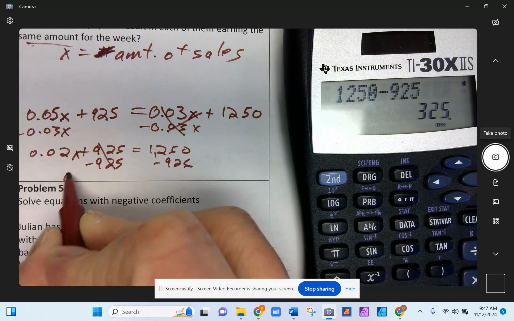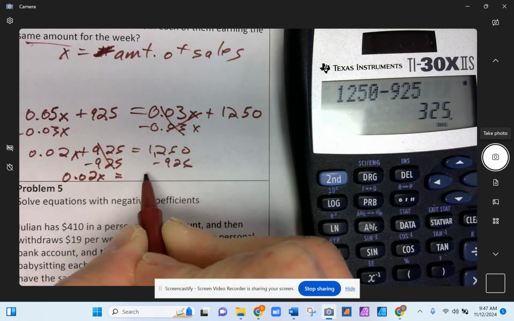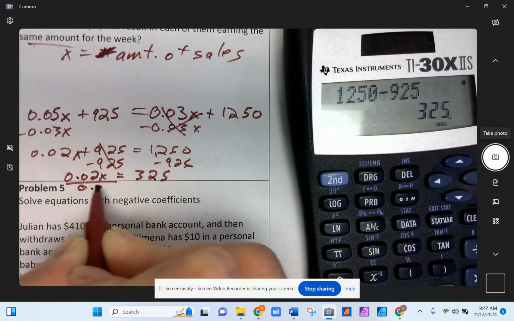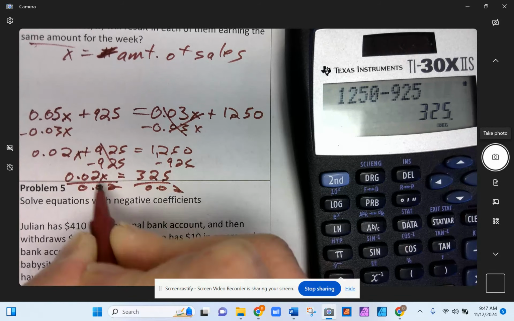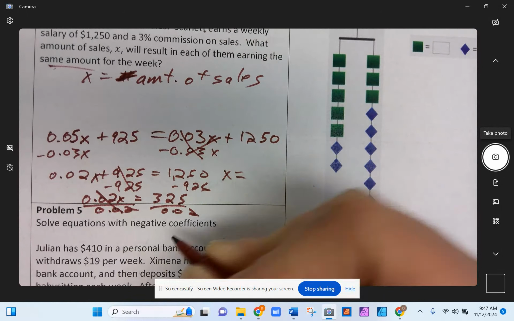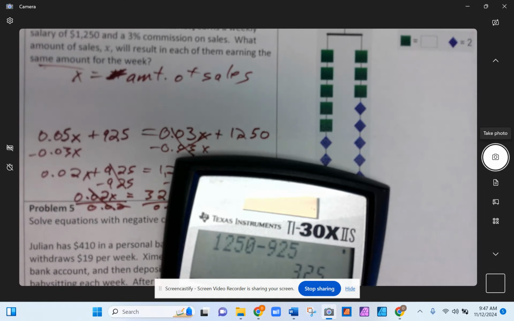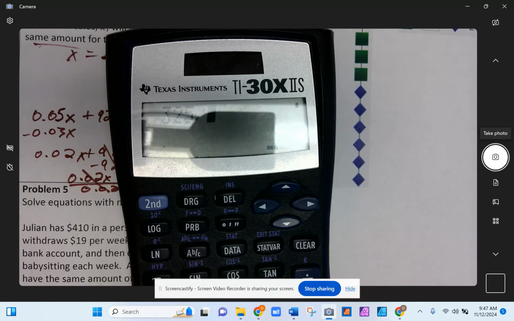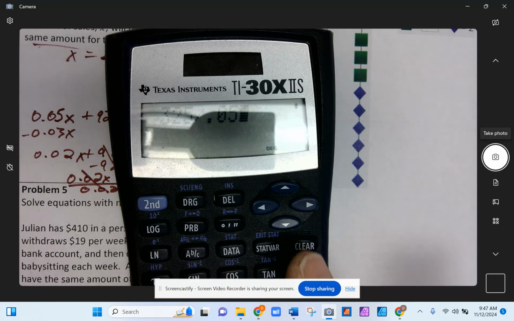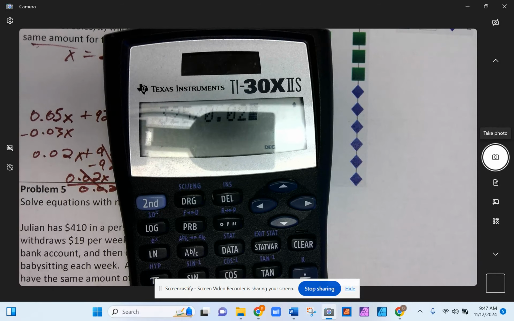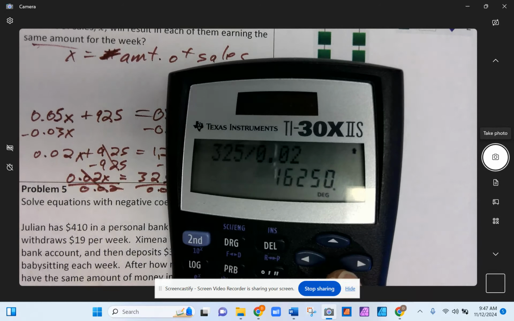So this should be an x. So 0.02x equals 3.25. And then I'm going to divide by 0.02 on both sides. And again, I'm just going to go to a calculator, right? Use the tools that you have as appropriate. So x is going to be whatever that 3.25 divided by 0.02 is. If I type it into the calculator, there we go. 162.5.